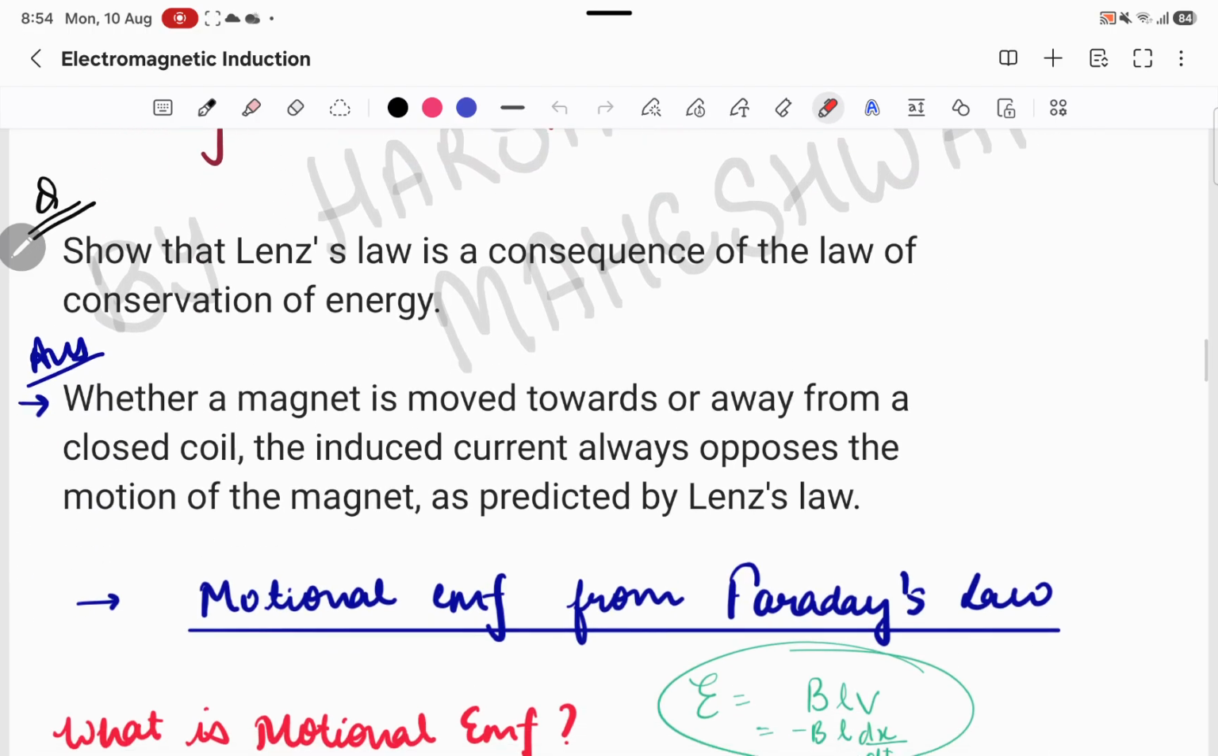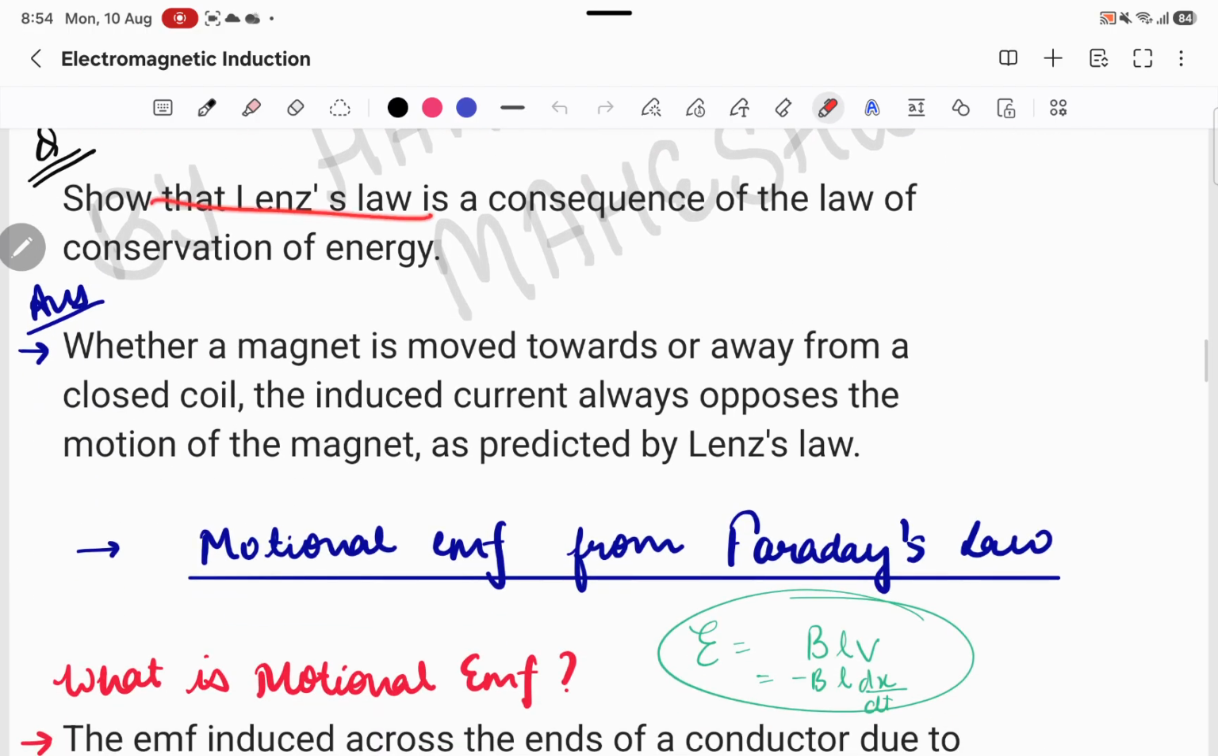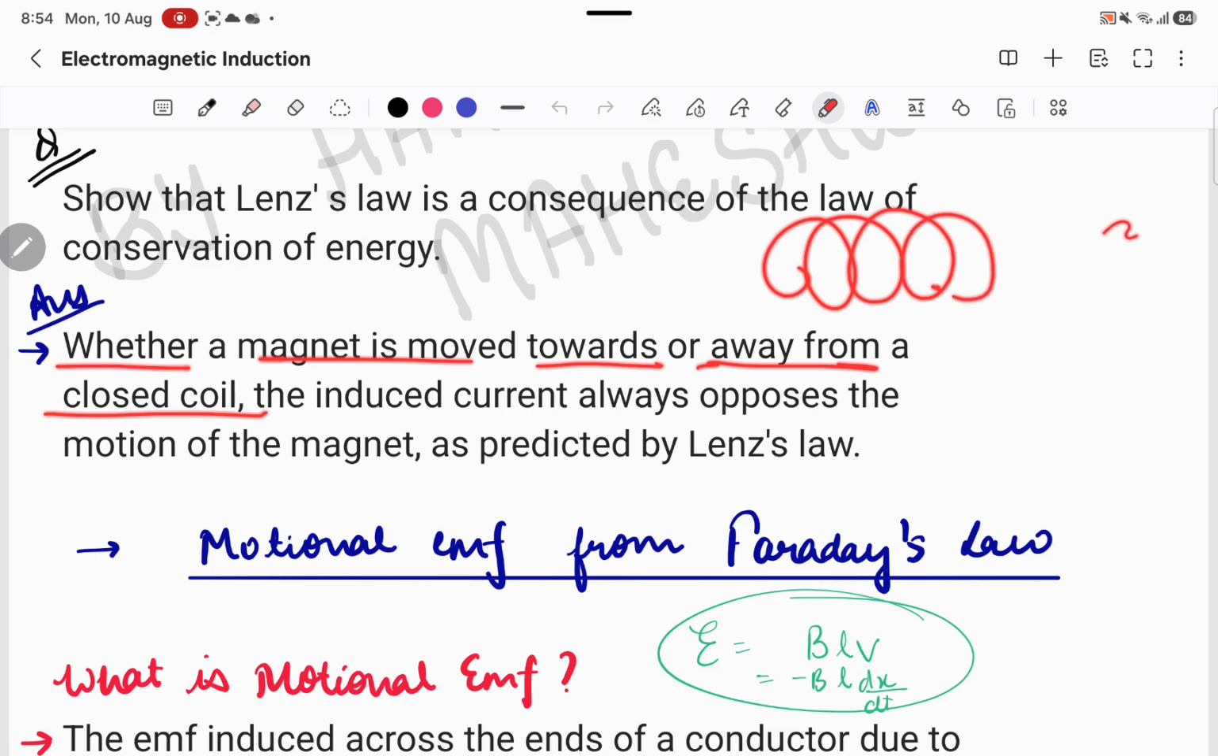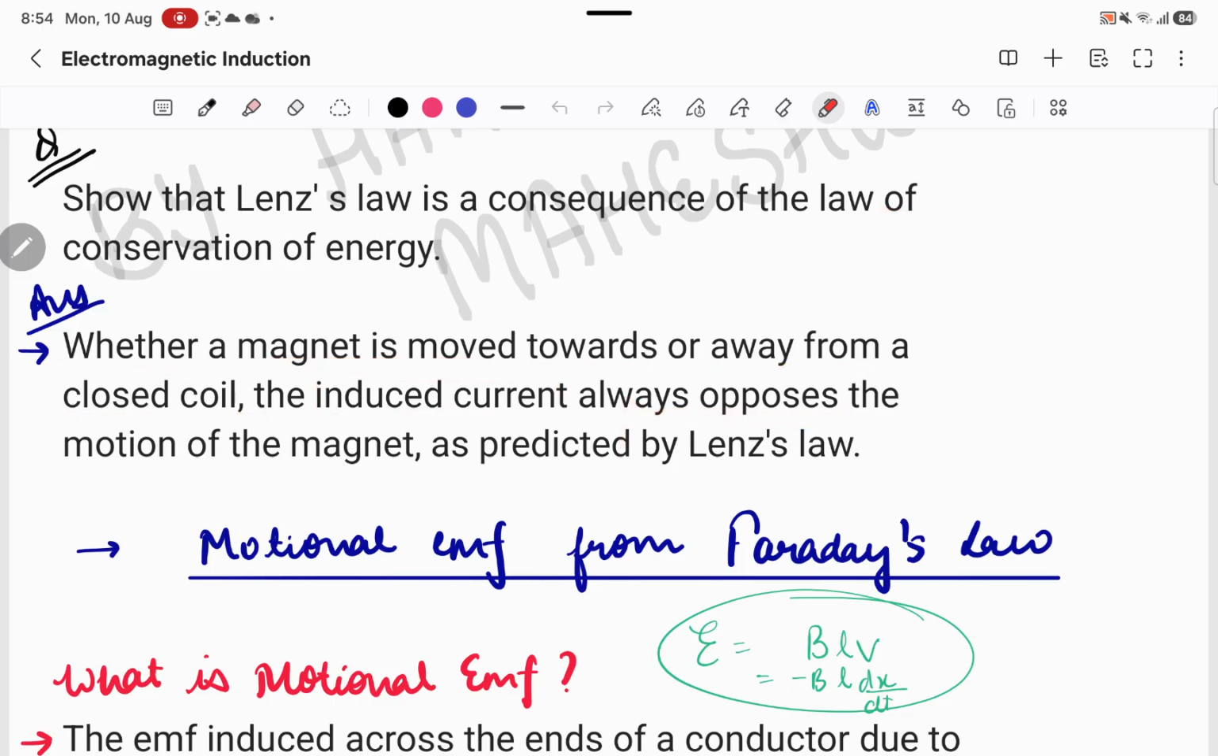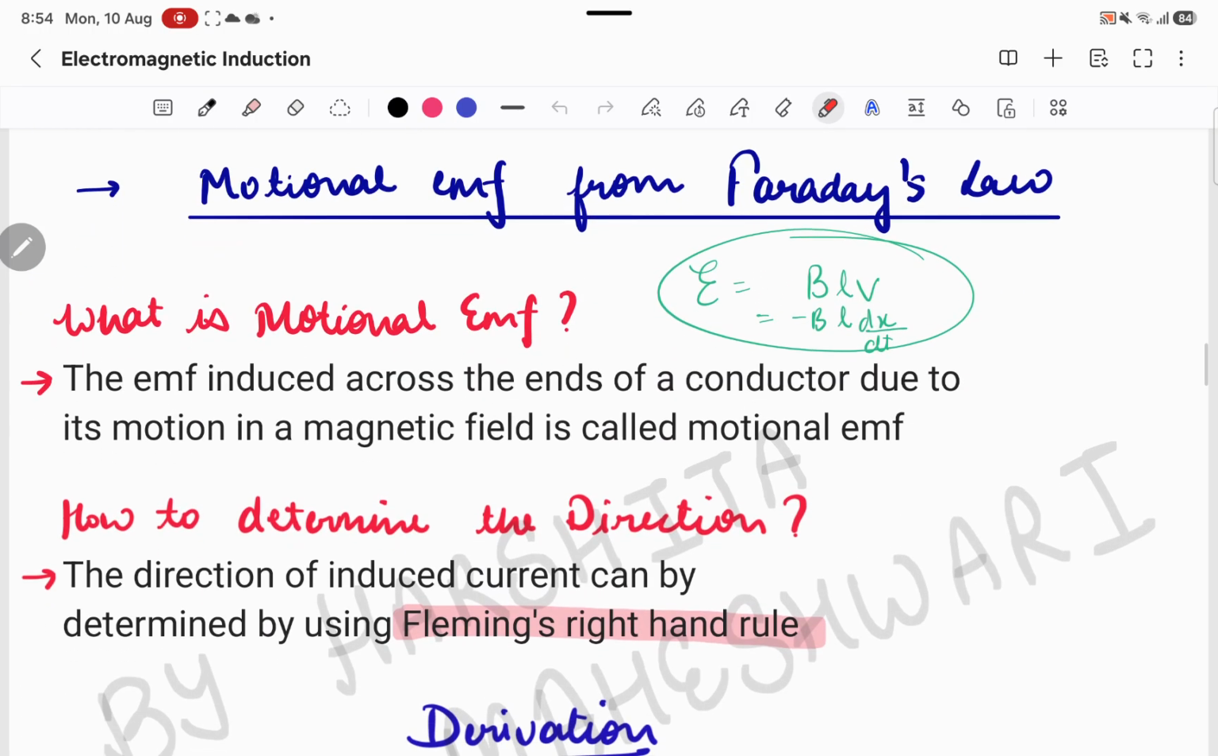It's like that, okay? Now we have to show that Lenz's law is a consequence of the law of conservation of energy. First of all, you have to write an answer that whether a magnet is moved towards or away from the closed coil. If I'm taking this as the closed coil, for example, and bringing the magnet towards or away from this, then the induced current is always opposing the motion of the magnet, by the prediction of Lenz's law. So that's why I used to say that Lenz's law is always a consequence of the law of conservation of energy.